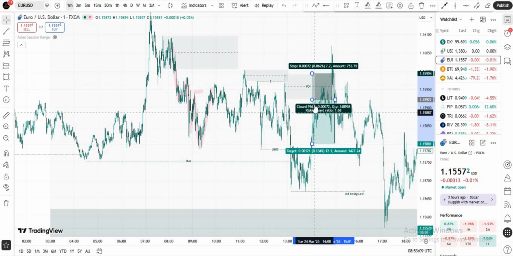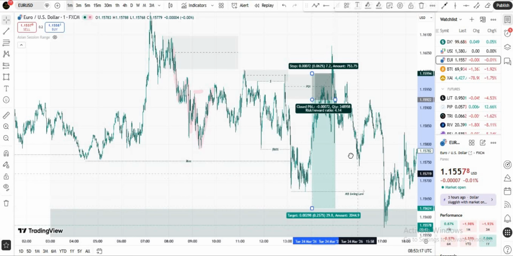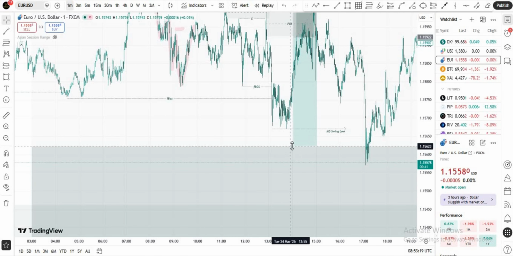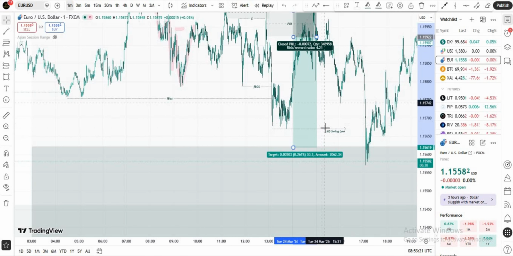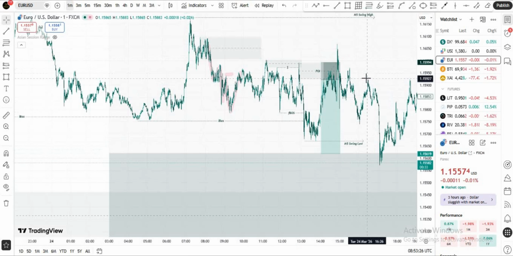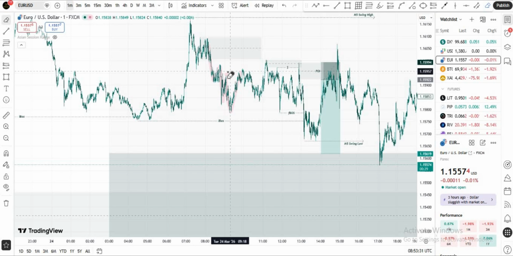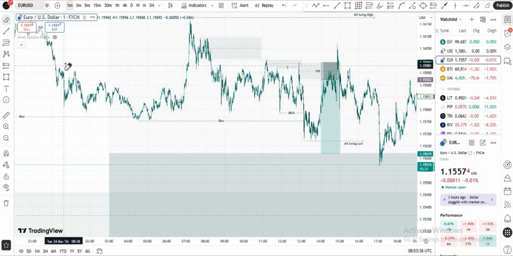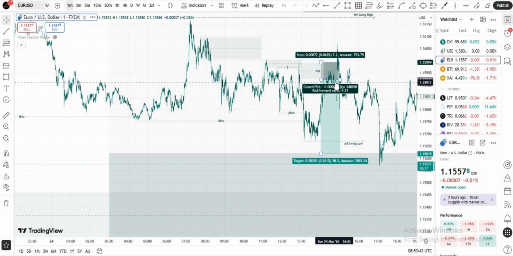And where was my target? Since I was expecting this zone to hold, my target was this low, this discount area, because I know price has a high chance of going down and taking that out. So that was my first trade. That was the first decision I made, my first trade of the day, and that was on Tuesday. That was the first sell position I got.